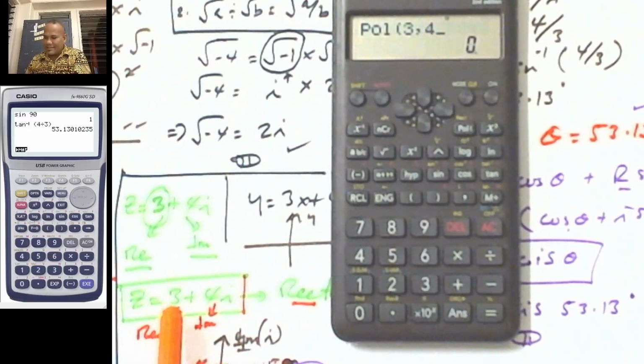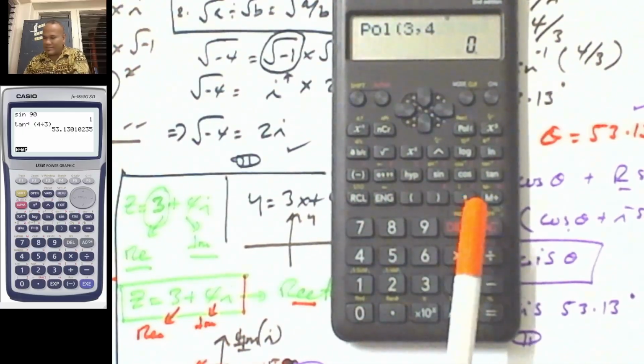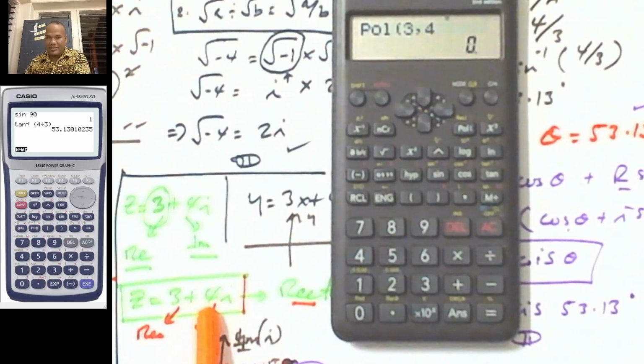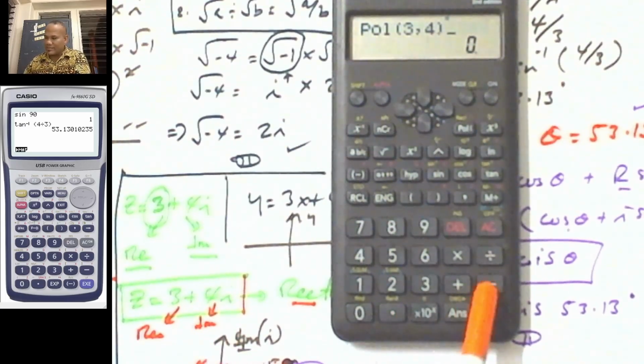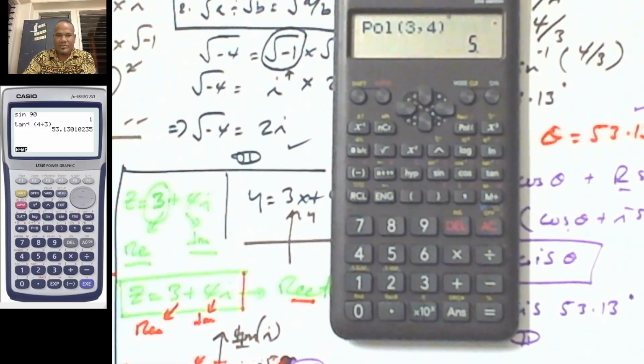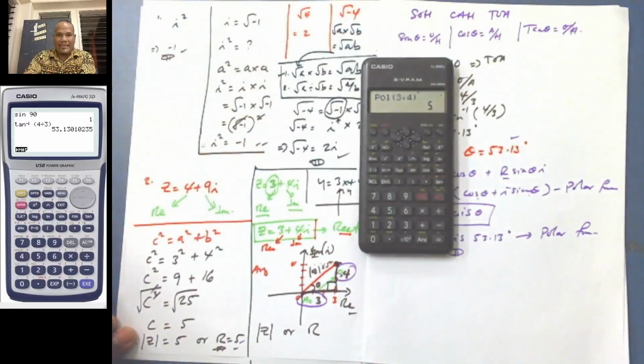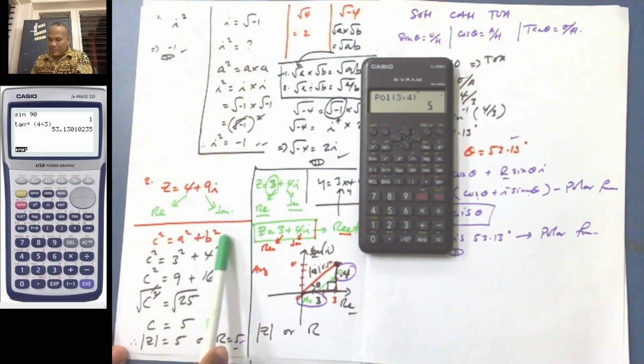So in our case, it's 3 plus 4, so the real part comes first and then the imaginary part comes second, and then close the bracket, equals 5. That value 5 is your Z modulus. So the calculator is doing all this and gives you 5. 5 is your R, so we can say R is 5.